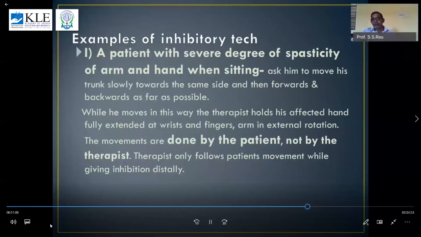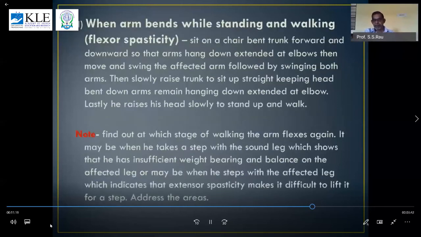Be sure that these movements are done by the patient and not by you. The therapist will only follow the patient's movement while giving inhibition distally. This is a simple technique that can be tried. But suppose we have another patient whose arm bends while standing and walking, so-called flexor spasticity.